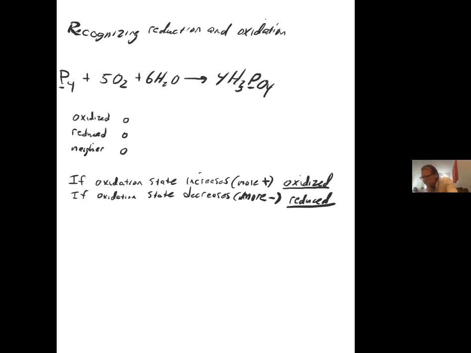So for this one, they only want you to do one element. In this case, it's phosphorus. But if you take a look, what do you got to do? You got to go through and figure out what it is for both of them. So let's do the P4 first, and then we'll do the H3PO4.